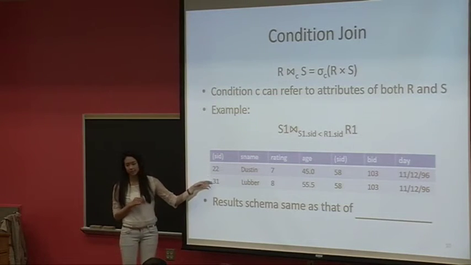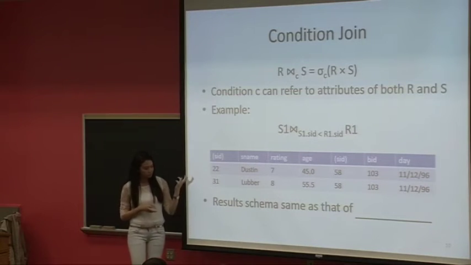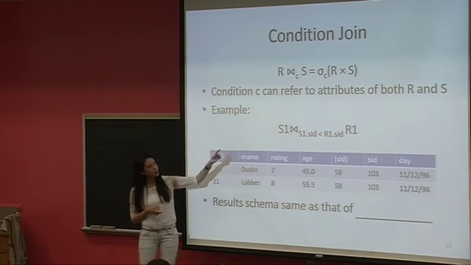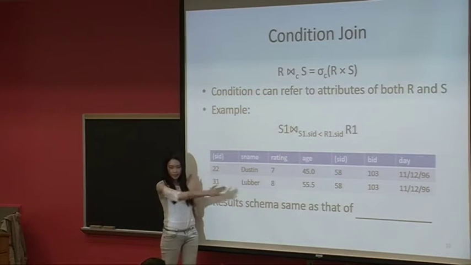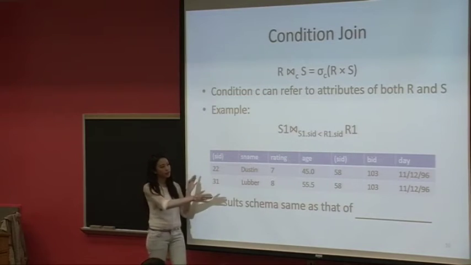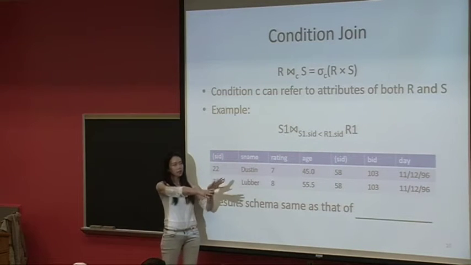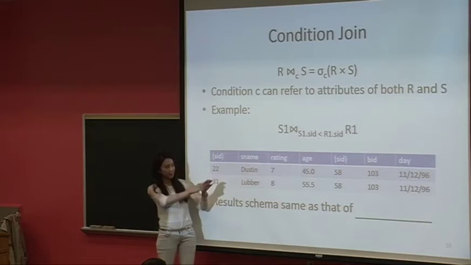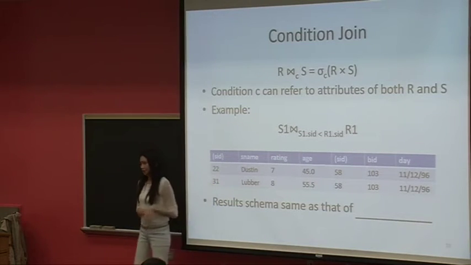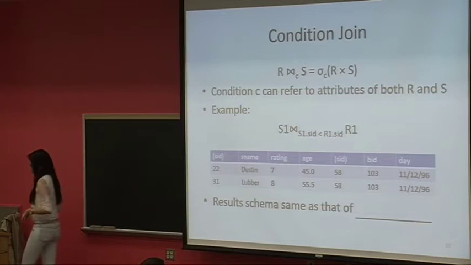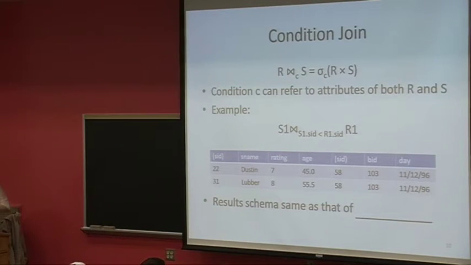Yeah, so that's that. Can you imagine why it happened? So actually, in the background, they take the cross product of S1 and R1 first. That's why we have so many fields, right? The degree is so high. So the degree is S1's degree plus R1's degree. Then you simply take the rows that satisfy this. So if we only use the operators we learned from last time, then you will need to do both cross product and selection, but this time you do it in one condition join.